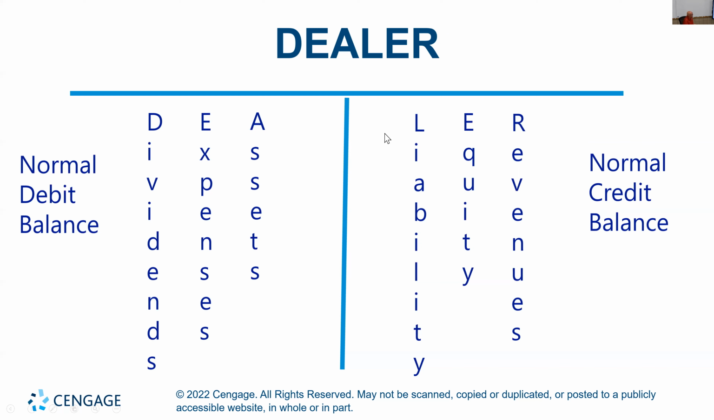The final L, E, and R stands for liabilities, equity, and revenues. They have a normal credit balance, meaning that when they go up, we need to make an entry onto the right side. Okay? You can see how this is maybe going to keep us straight here.